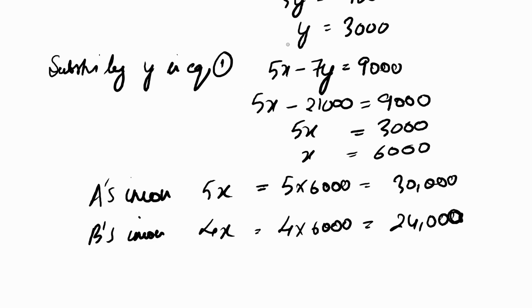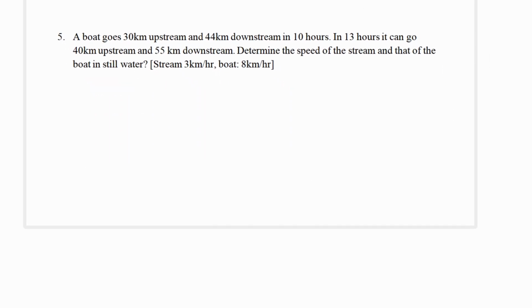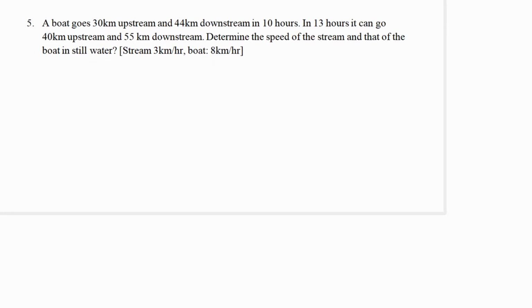Okay. Now let's move on to the next question. Now this is a question where it says a boat goes 30 kilometers upstream and 44 kilometers downstream in 10 hours. If in 13 hours it can go 40 kilometers upstream and 55 kilometers downstream. Determine the speed of the stream and that of the boat in still water. The answers I have written over here: the speed of the stream is 3 kilometers per hour and the speed of the boat is 8 kilometers per hour.